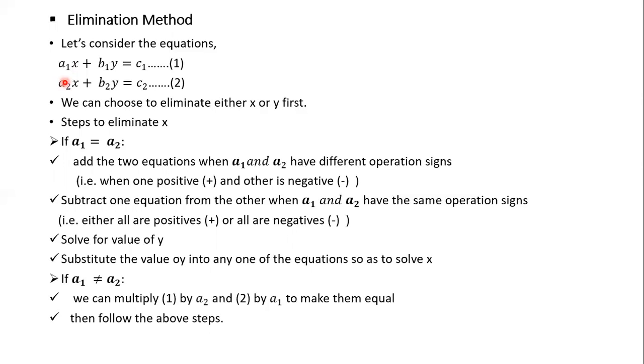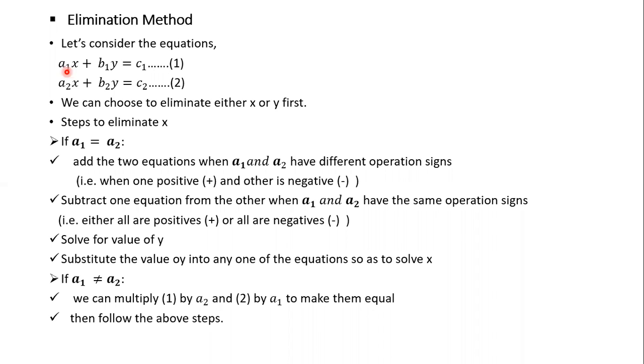If so, then we can add the two equations. So we can add equation 1 and equation 2. If a1 and a2 have different operation signs, that is, maybe a1 is negative and a2 is positive, or a2 negative and a1 positive, then we can add the two equations, and x will go away. That's one of the conditions.